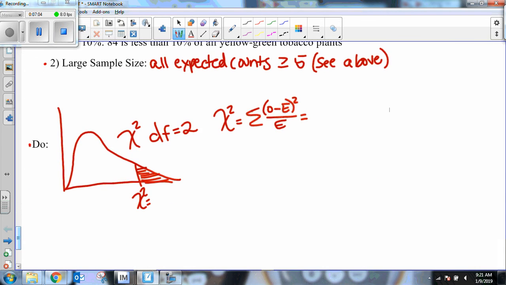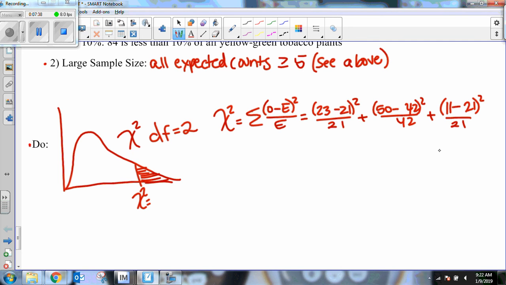And again, you can do this quickly in your calculator by typing observed into list 1, expected into list 2, and then in list 3, typing in the formula. Okay, so I'm going to quickly write it because you want to always show your work. 23 minus 21 squared divided by 21 plus an observed of 50 minus an expected of 42 plus observed of 11 minus an expected of 21, squared divided by 21.